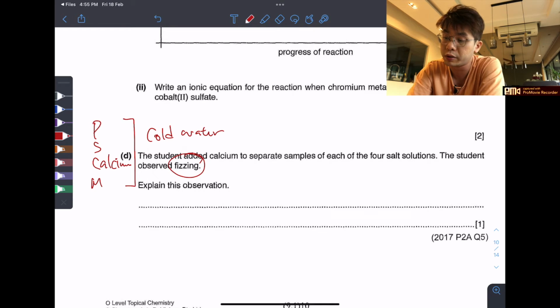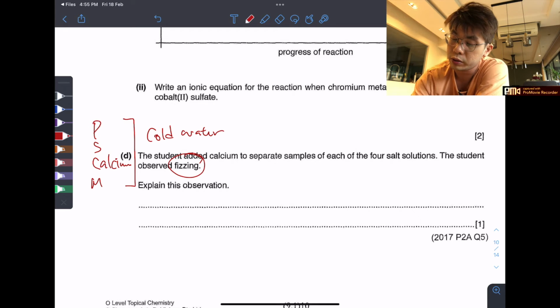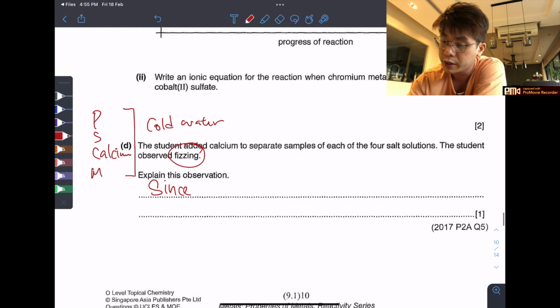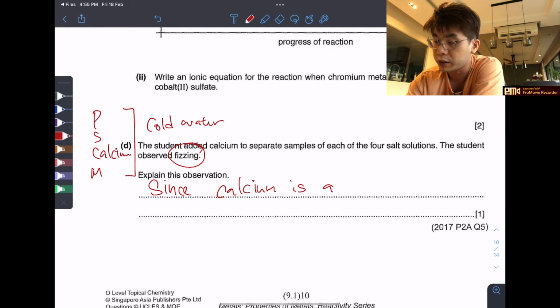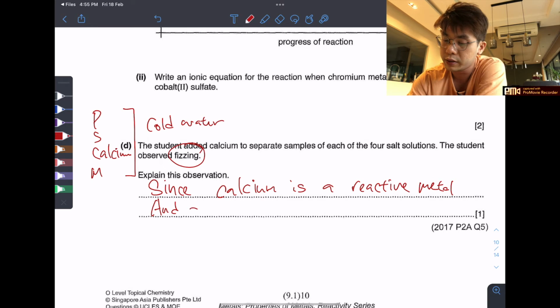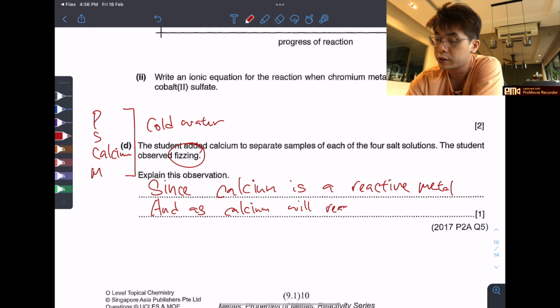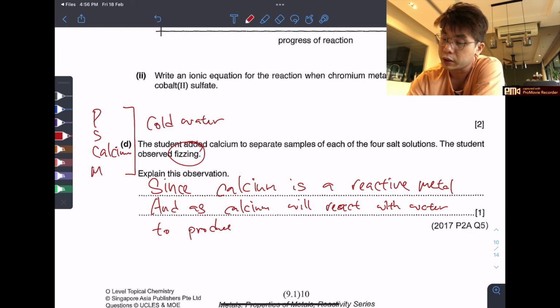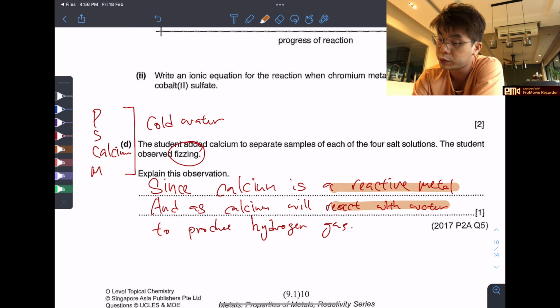It's not because of the displacement reaction, although calcium will displace because it's really reactive. But there's fizzing, so why is there fizzing? It's because the calcium is actually reacting with the water in the solution. So explain this observation. This is how we write it: calcium is a reactive metal, and as calcium will react with water to produce hydrogen gas. You can also write that calcium will produce calcium hydroxide, but the most important one is the hydrogen gas. So you must say that it's a reactive metal, react with water, produce hydrogen gas.